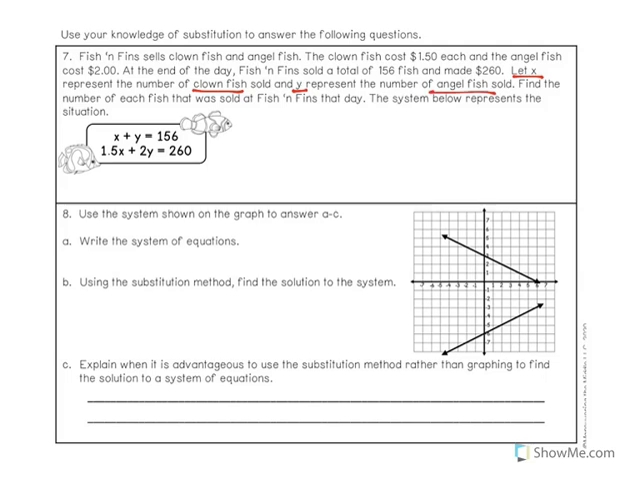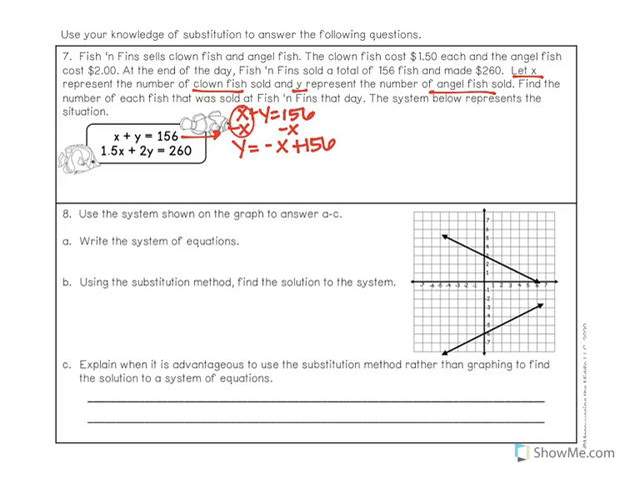Find the number of each fish that was sold in Fish and Fins that day. The system below represents the situation. So I'm going to use one of these two to solve for y. I'm going to solve for y right here. I know that x plus y is equal to 156. I could subtract x from both sides, and I'm left with y is equal to negative x plus 156.